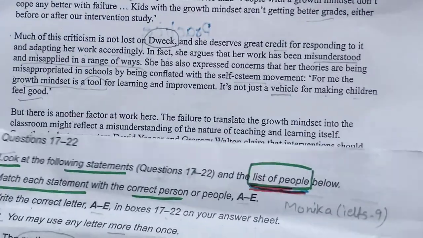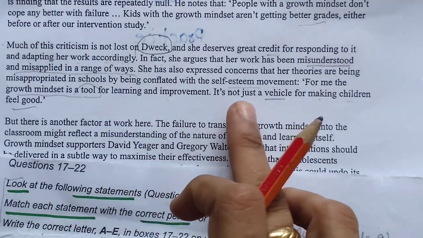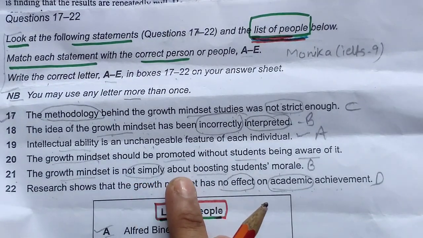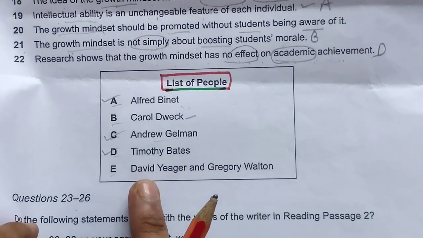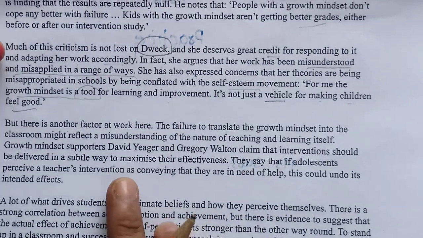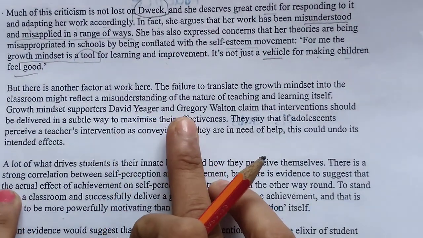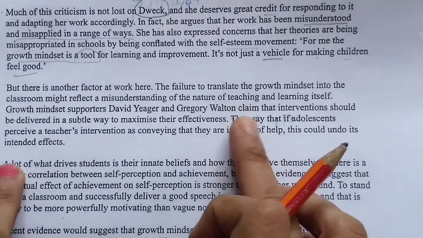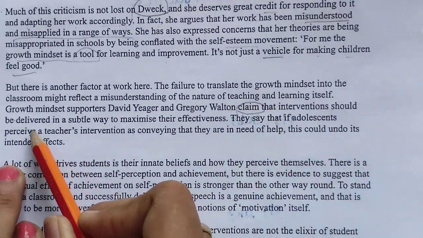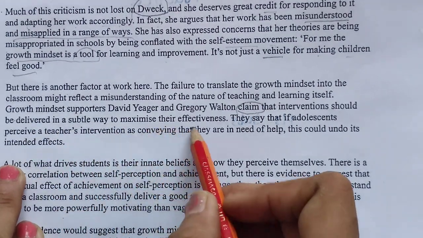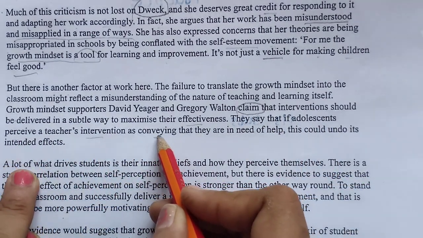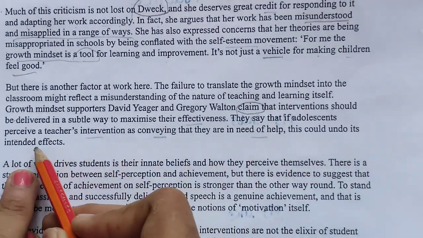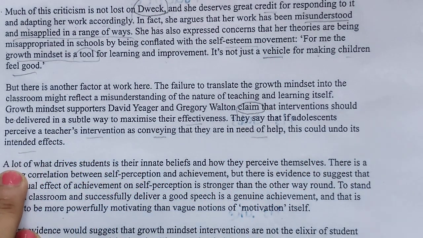So you read it again. It is a tool for learning and improvement. It's not just a vehicle for making children feel good. It's not simply about boosting students' morale. So now this person's name is done, leaving David Yeager. In the next paragraph we can see David Yeager and Gregory Walton claim that interventions should be delivered in a subtle way to maximize their effectiveness. They say that if adolescents perceive a teacher's intervention as conveying that they are in need of help, this could undo its intended effects.